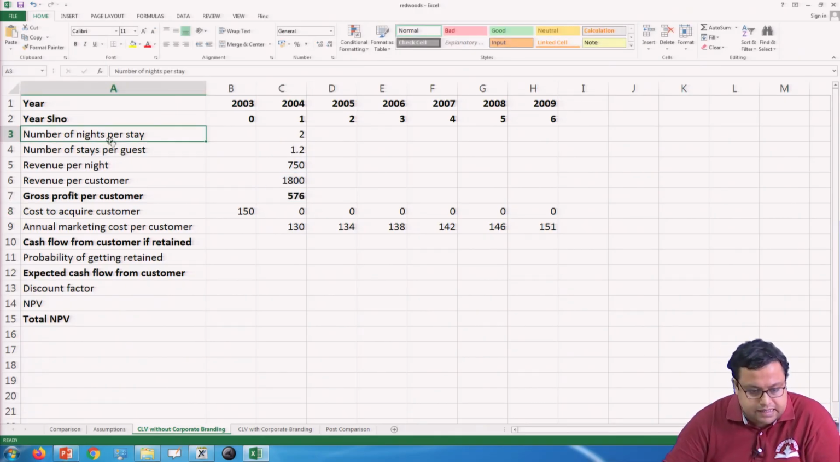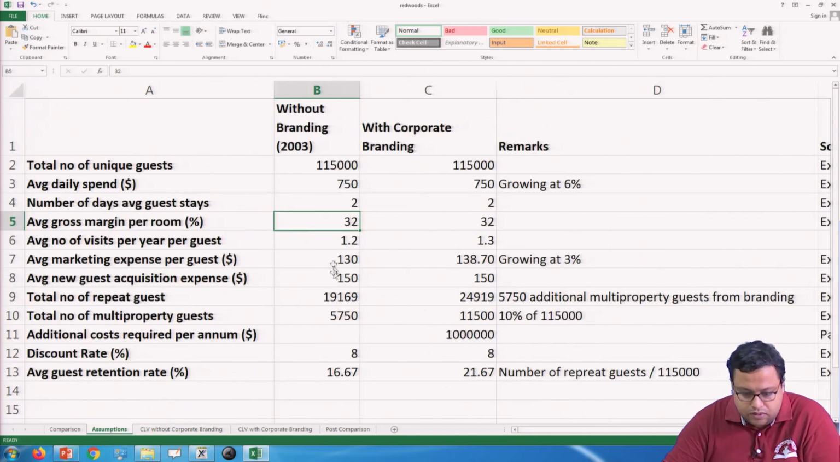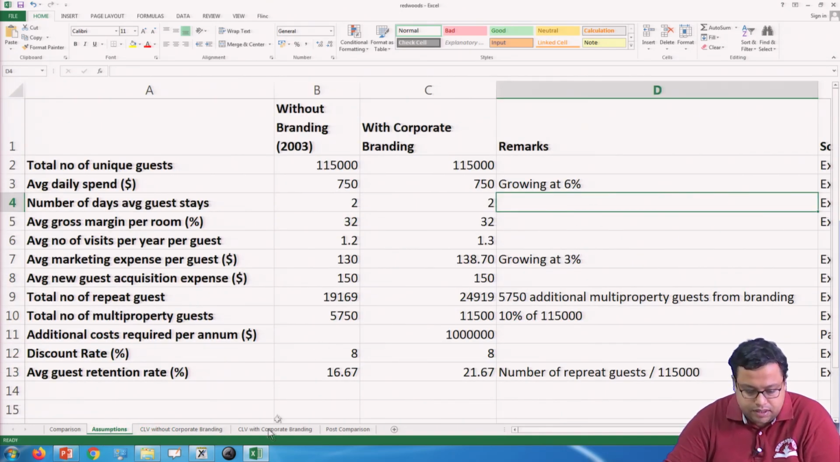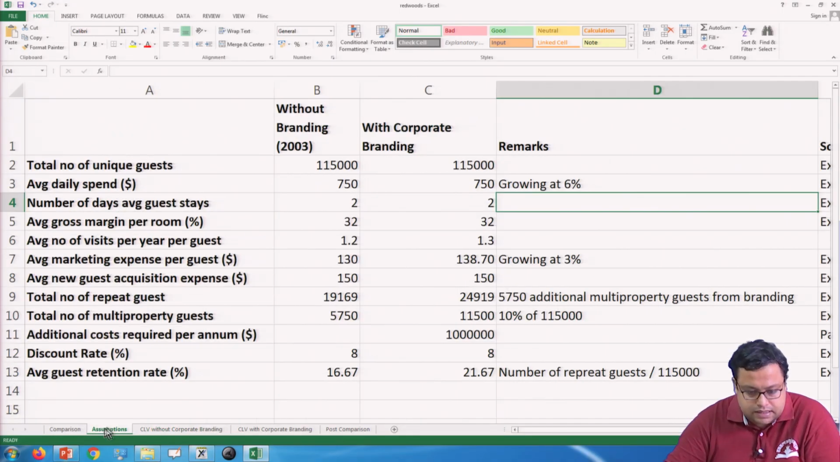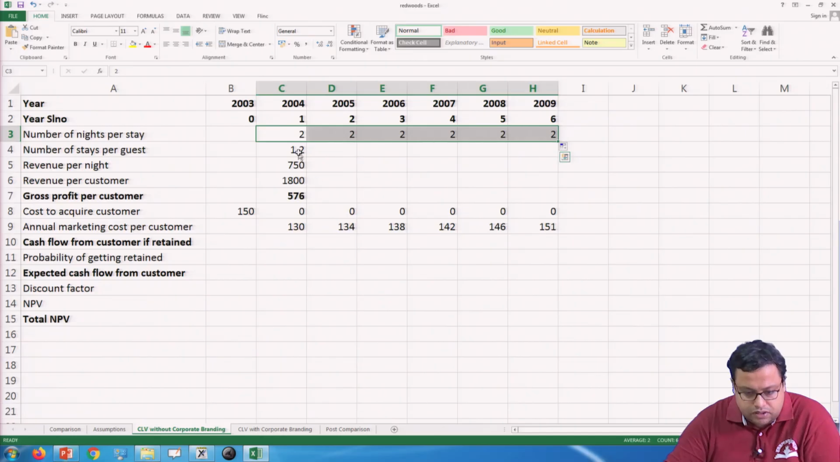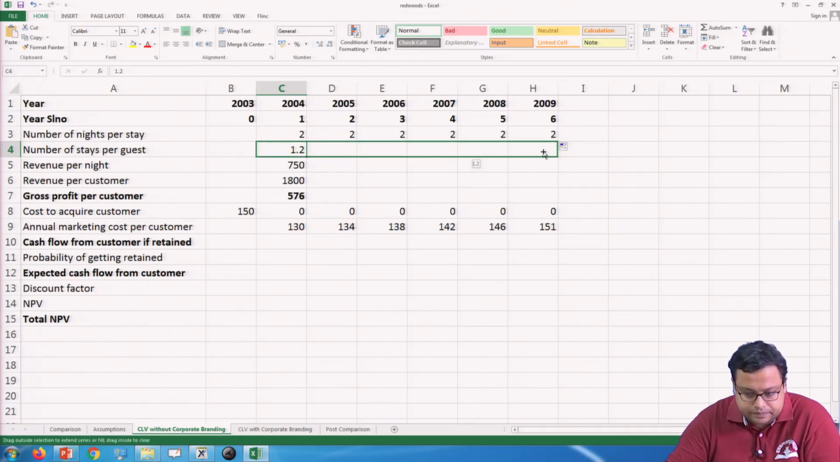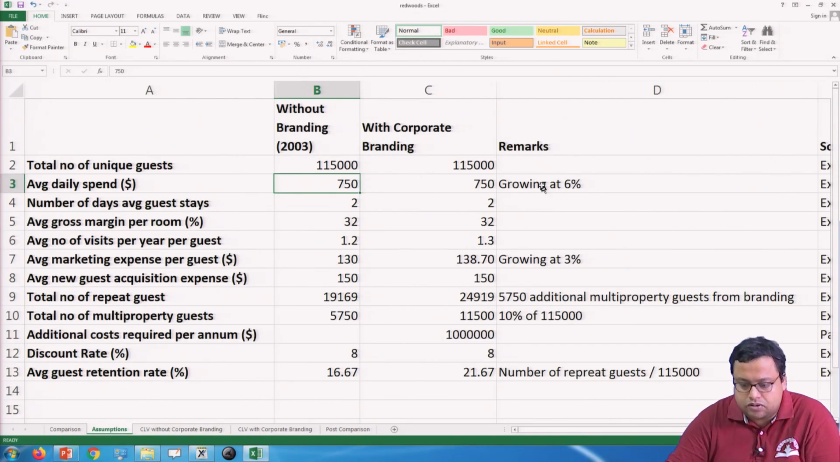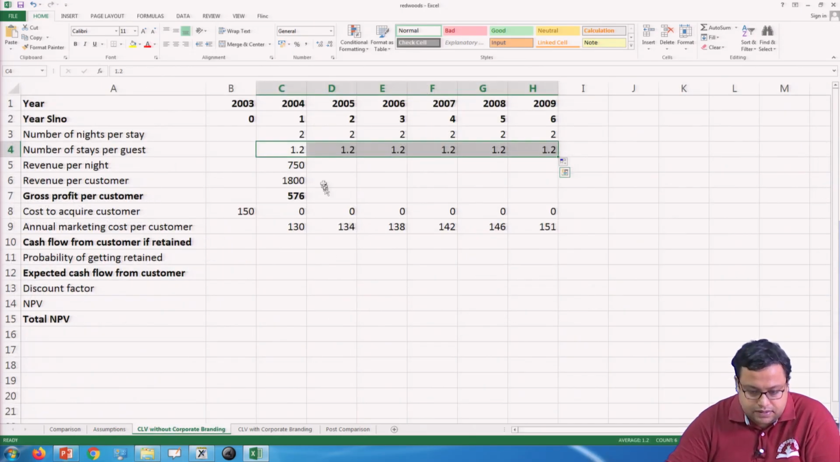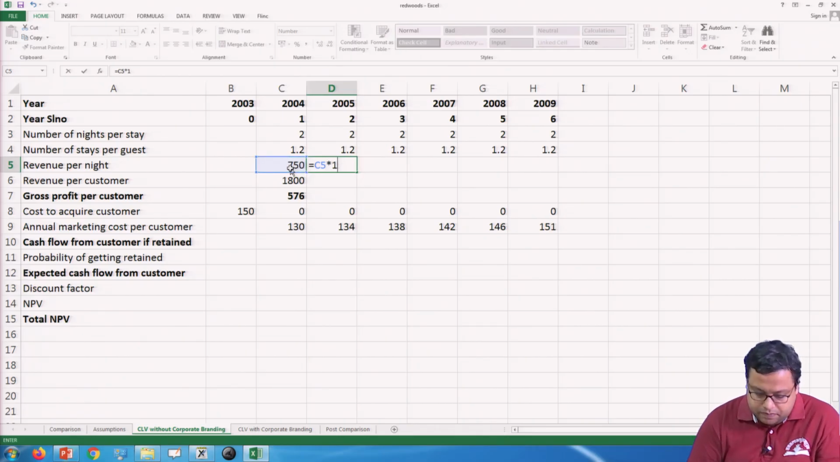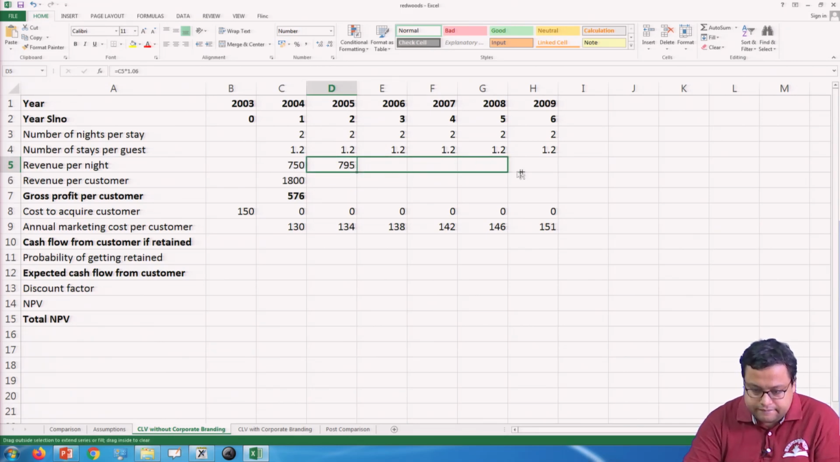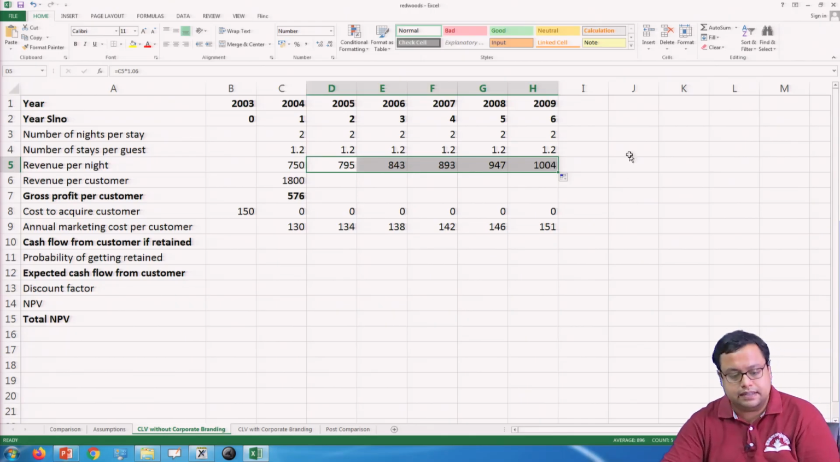Now, the number of nights per stay, is it going up? No, it is not going up, nothing is written here. So, I will keep it 2 for everybody. Next question is guests visit is also remaining same. This 750 is growing up at a rate of 6%. So, that becomes 1.06 and I get this revenue.